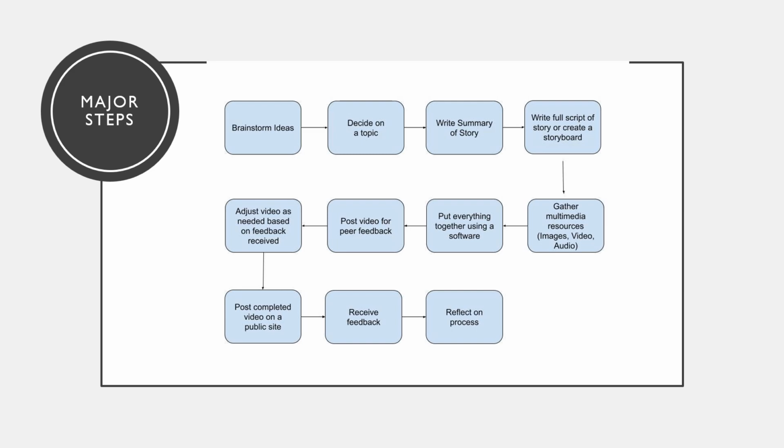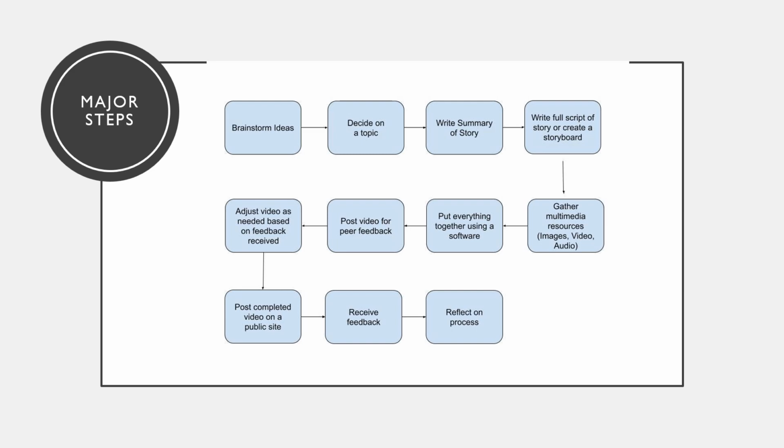The major steps that a learner will take while doing this activity is first they would brainstorm their ideas, they would decide on a topic, they would write a summary of the story, they would write a full script of the story or create a storyboard. They would gather multimedia resources such as images, videos, audio, etc., and put everything together using a video editing software. They would post a first draft of their video to receive feedback from their peers.